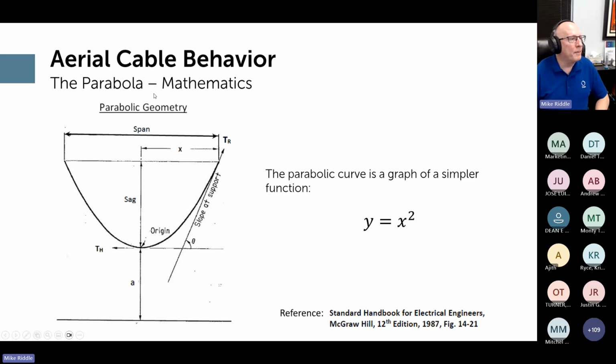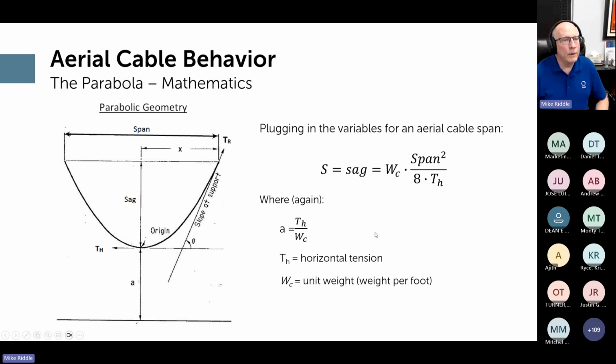And now here's the mathematics of a parabola. A parabolic curve is a much simpler equation, y equals x squared. If you plug in the variables for an aerial cable span, you get sag equals the unit weight times the span squared divided by 8 times the horizontal tension. A lot easier to calculate.